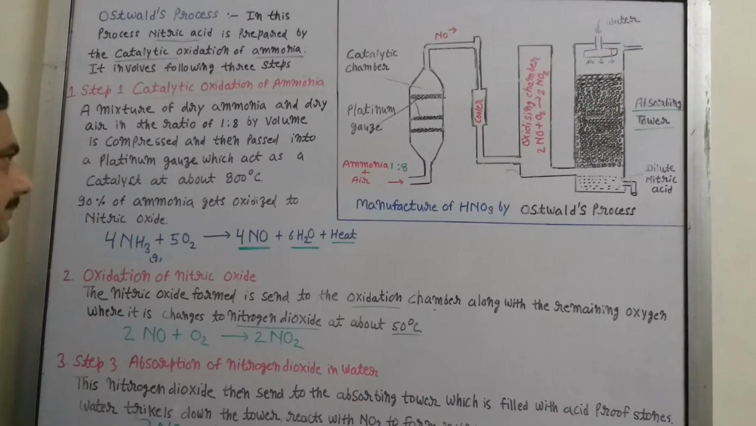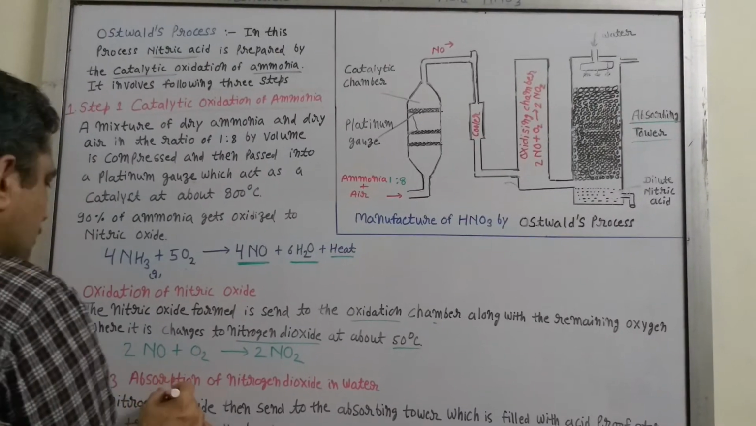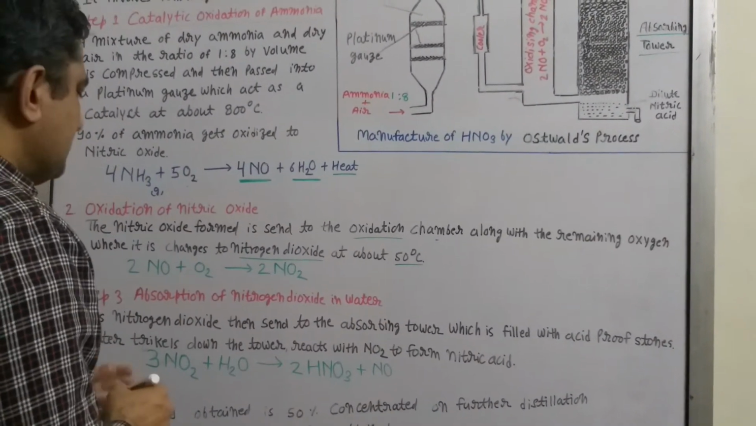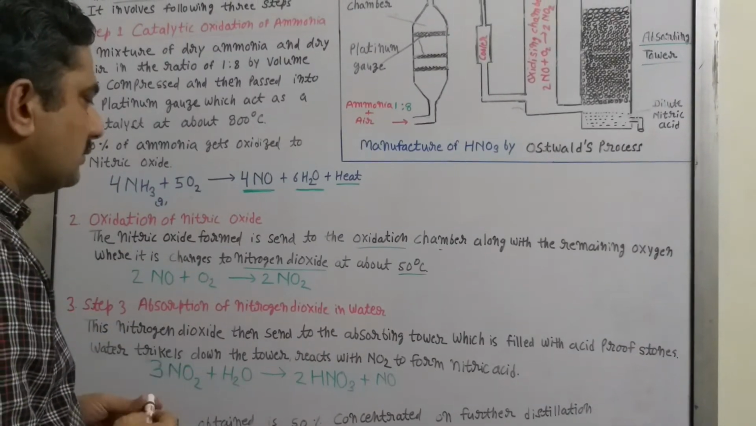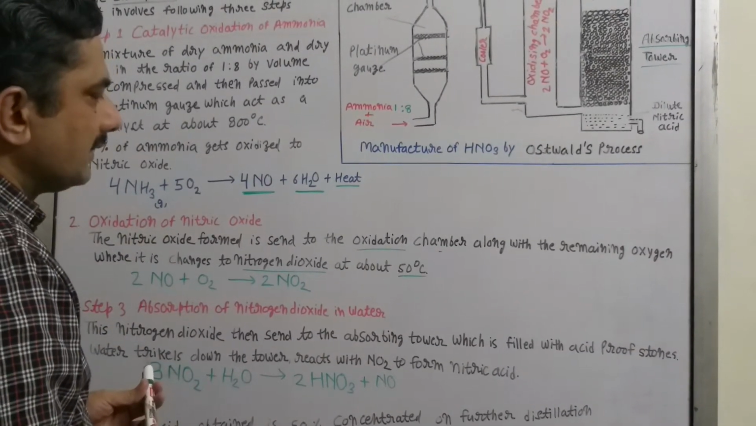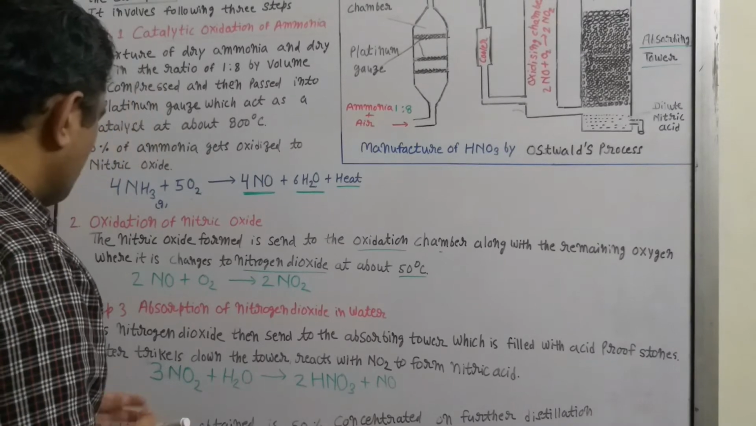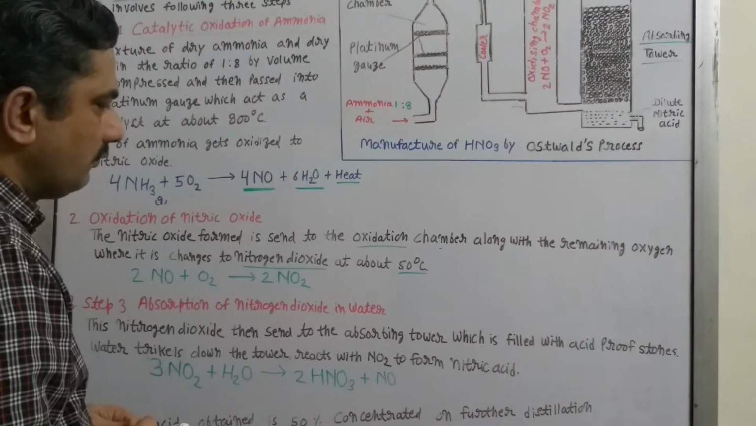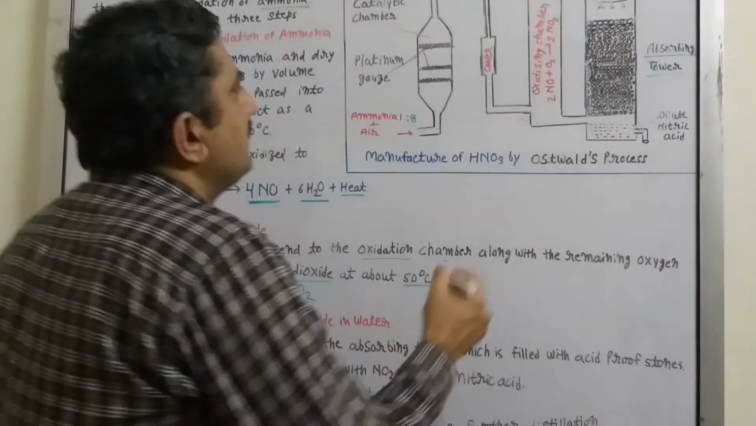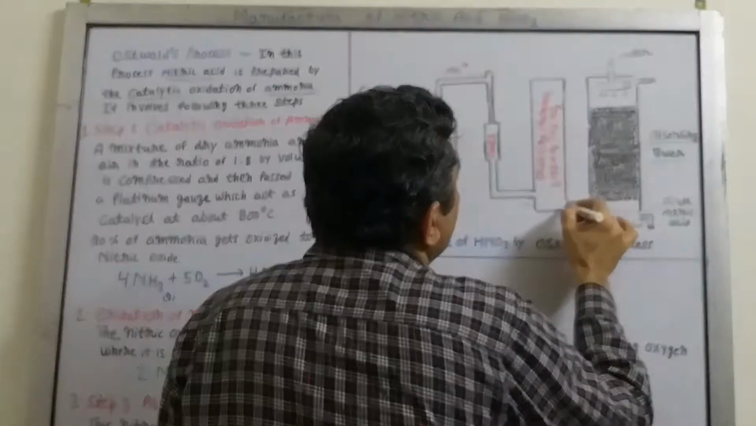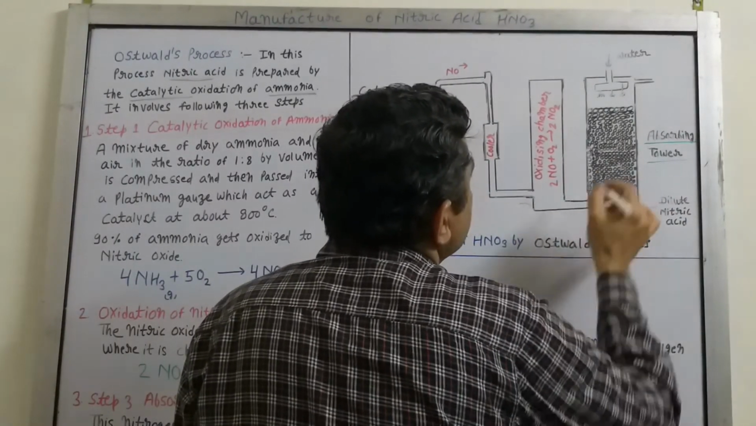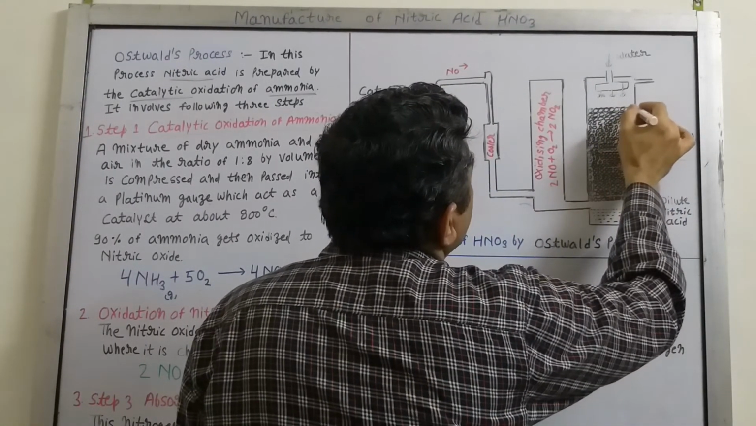Step number 3. Absorption of nitrogen dioxide in water. This nitrogen dioxide is then sent to the absorbing tower which is filled with acid-proof stones. Water trickles down the tower, reacts with NO2 to form nitric acid. Here, this NO2 goes to the absorbing tower. It is filled with acid-proof stones.